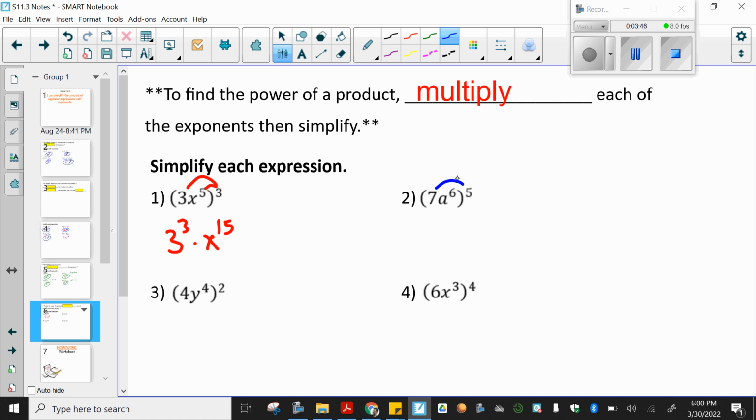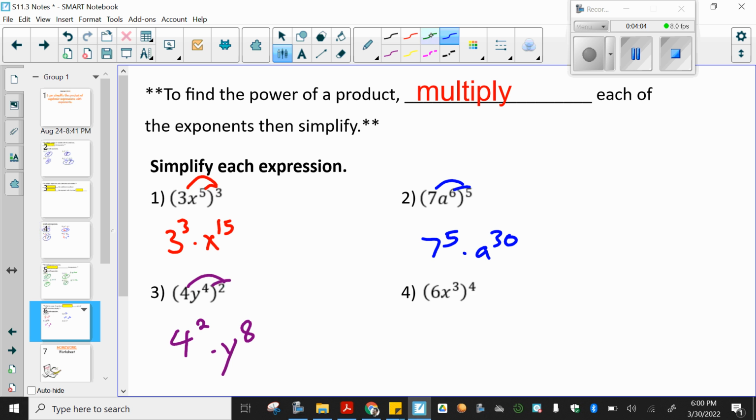Here we have 5 to 7 and 5 to 6. So, or a to the 6th. So 7 to the 5th times a to the 30th. So again, 2 here, 2 here. 4 squared times y to the 8th. Because 4 times 2 is 8.